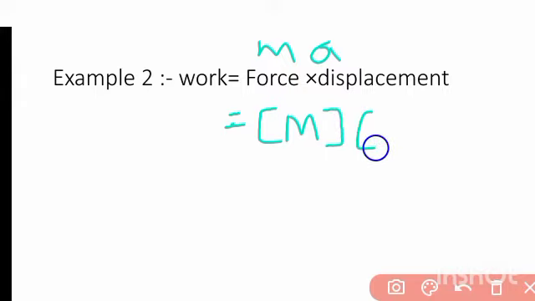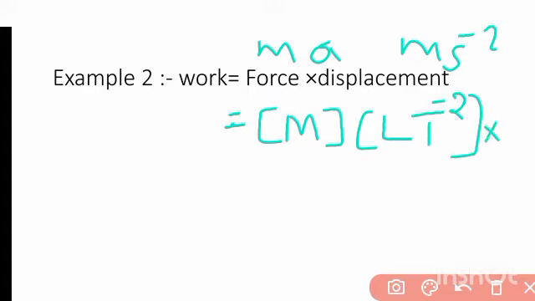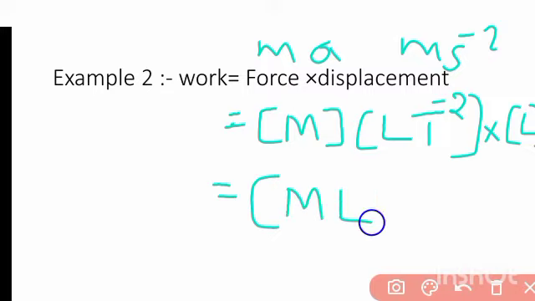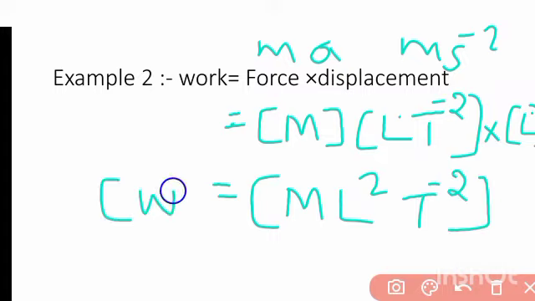Say one more example. Work. Work is force into displacement. Force means mass into acceleration. The dimension of mass will be M. Acceleration we already discussed: meter per second square is the SI unit. Meter we use to measure length and second for time, so T to the power minus 2. Displacement we measure in terms of length. Therefore M to the power 1, L to the power 1 and 1, so 1 plus 1 becomes 2, and T to the power minus 2. So this is the dimensional formula or dimension of work.